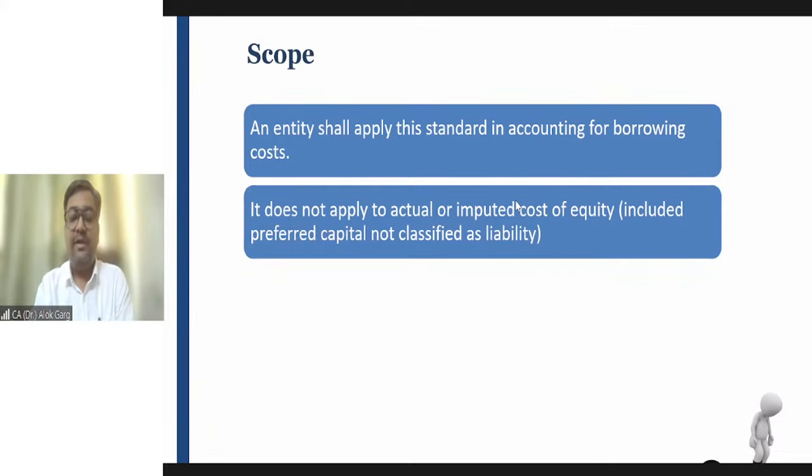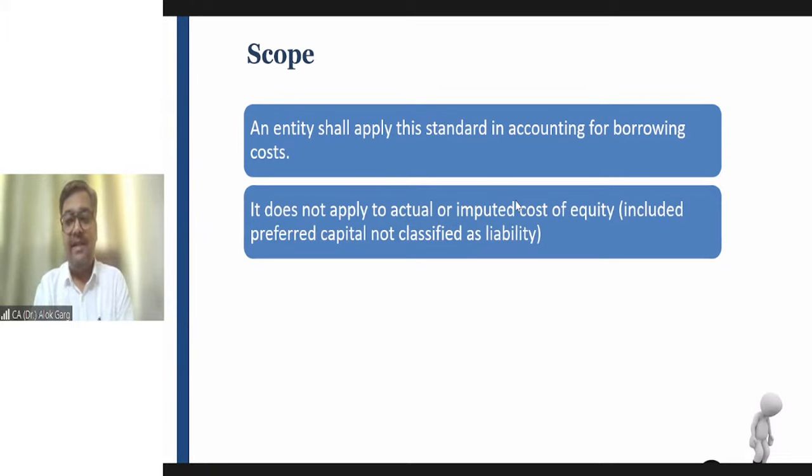Answer is no. It is not a borrowing cost. Cost of equity is not a borrowing cost. So friends, in this standard, we are going to talk about borrowing costs, which are going to be incurred on the acquisition, construction, or production of a qualifying asset, right? So we are going to discuss the borrowing costs which are going to be capitalized as a part of the cost of that asset. The borrowing cost, which is going to be capitalized as a part of the asset, right?